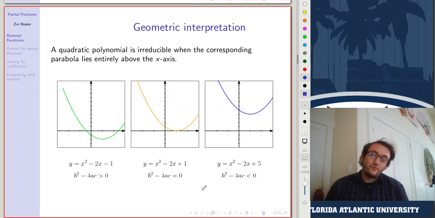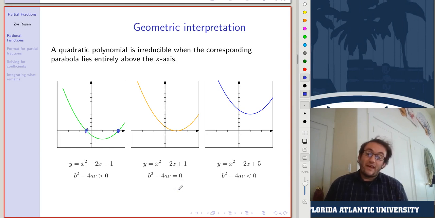And a geometric interpretation for what this all means in terms of the discriminant is that a quadratic polynomial is irreducible when the corresponding parabola lies entirely above the x-axis. Okay, so here are three parabolas that are closely related. The first polynomial has b squared minus 4ac positive, so it properly crosses the x-axis. And it would factor as two linear terms where the constants in the linear terms would be the numbers indicated by the blue points.